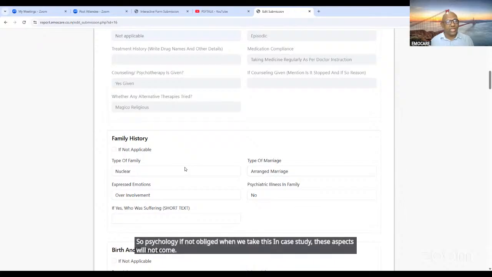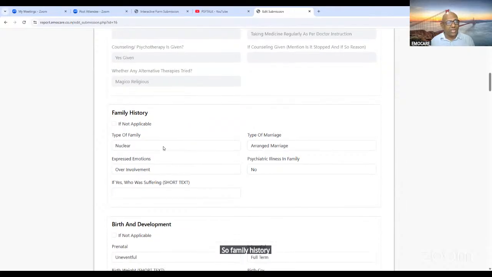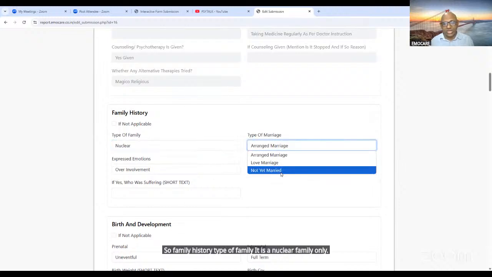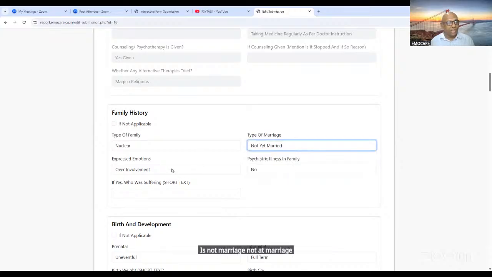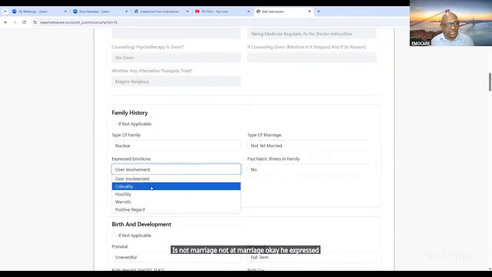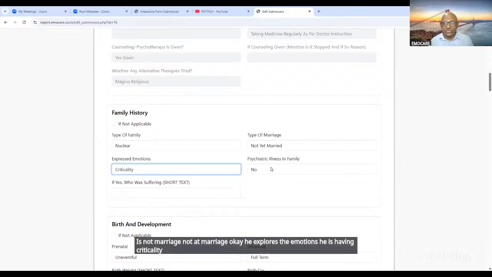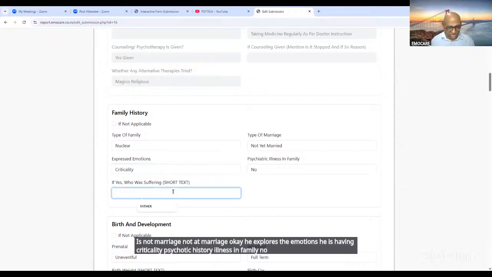So family history, type of family, it is a nuclear family only. He is not yet married. Okay. Expressed emotions. He is having criticality. Psychiatric history, illness in family, no. And this is not applicable.